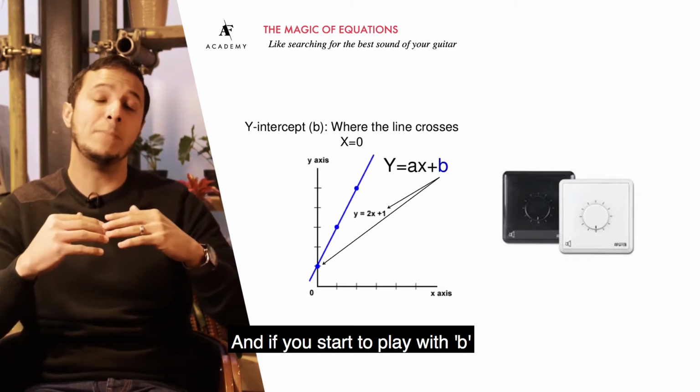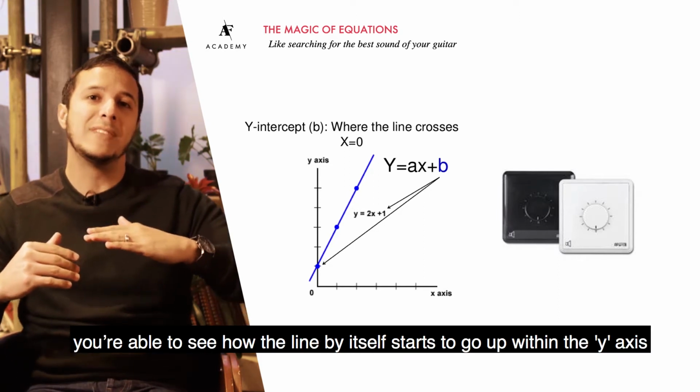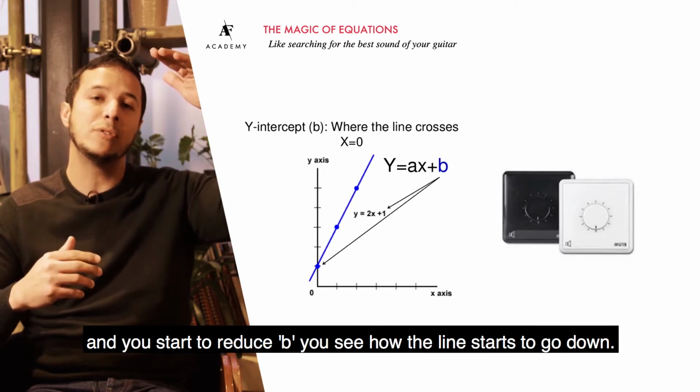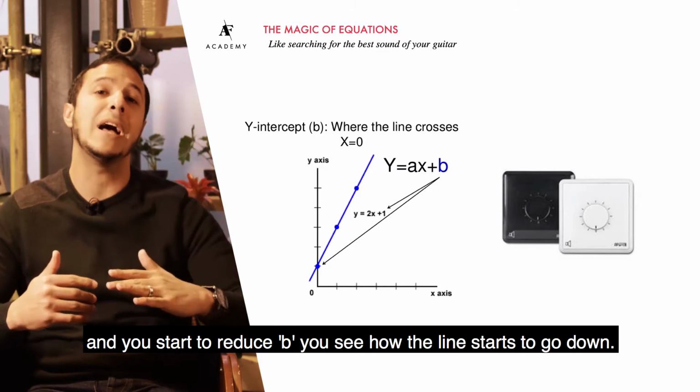And if you start to play with b, you will be able to see how the line by itself starts to go up within the y-axis. And if you start to reduce b, you see how the line starts to go down.